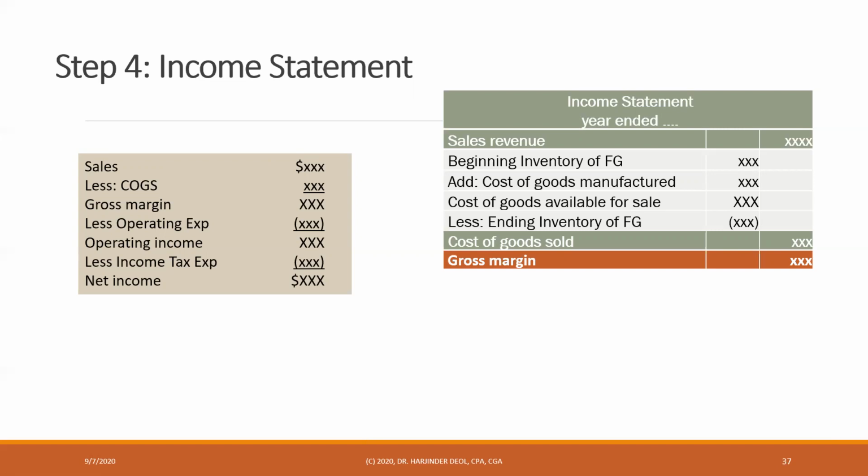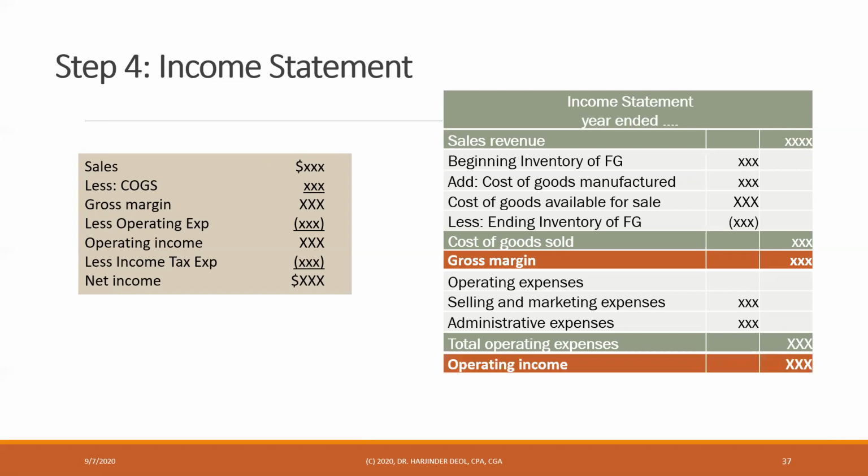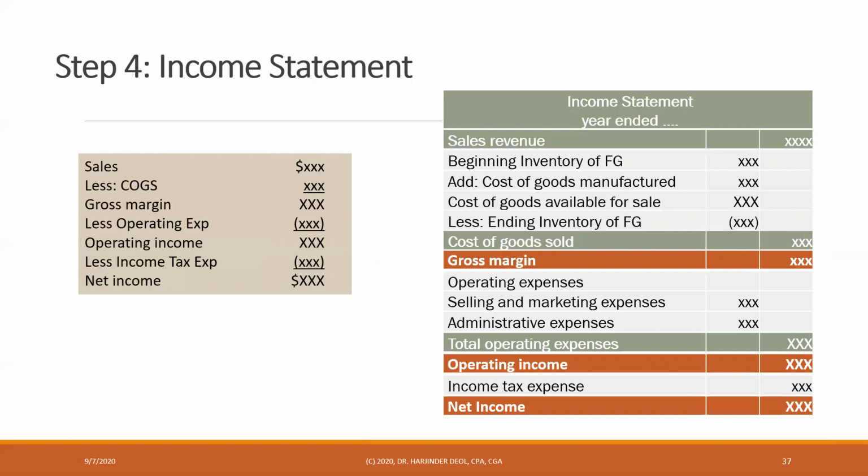From gross margin, we have to subtract operating expenses. Now, operating expenses are selling and marketing expenses or administrative expenses. So the total operating expenses that we get, we will subtract from gross margin to get operating income. Based on operating income, we'll calculate income tax expense. Usually you're given a percentage, 15%, 20%. You calculate the amount, subtract the income tax expense from operating income to get net income.